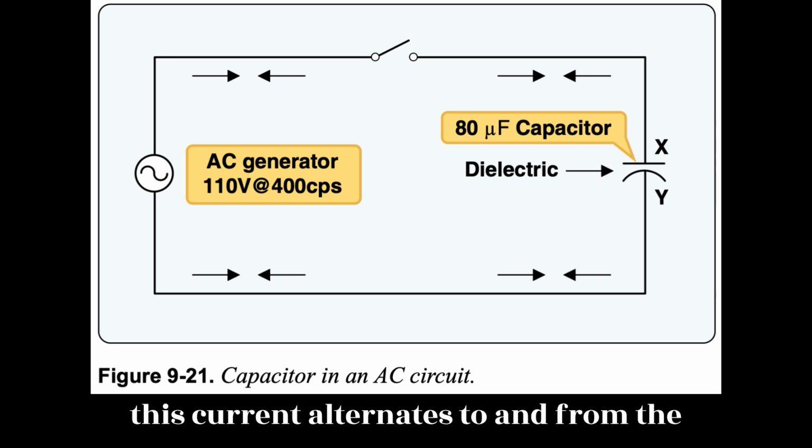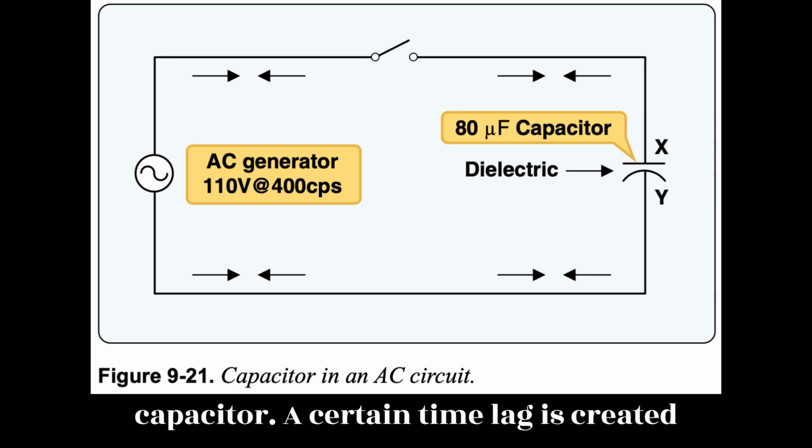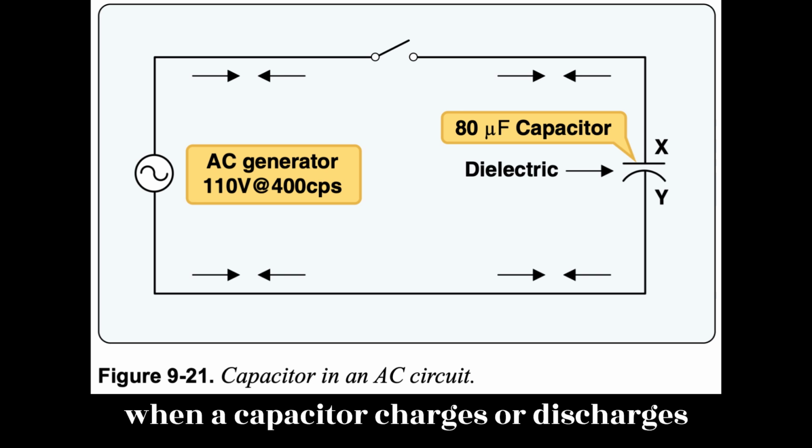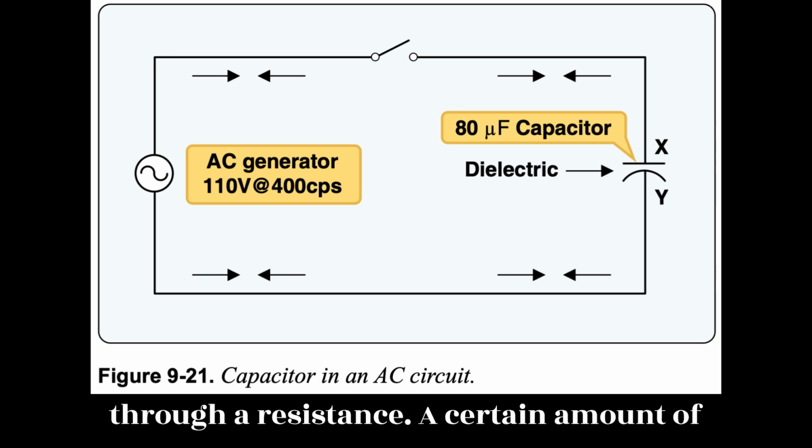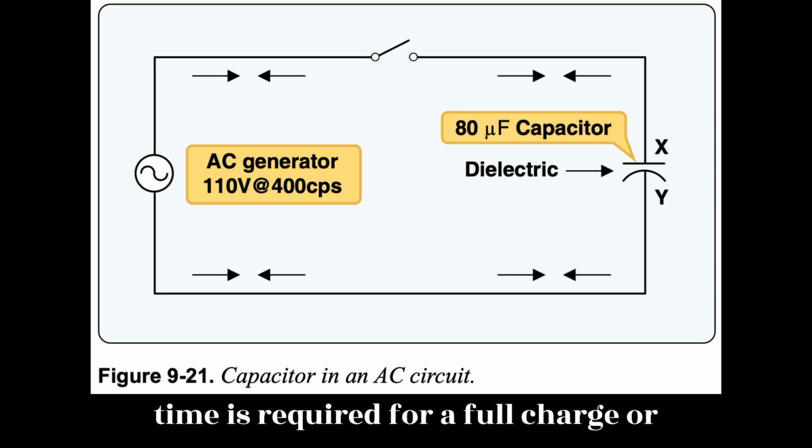As this current alternates to and from the capacitor, a certain time lag is created. When a capacitor charges or discharges through a resistance, a certain amount of time is required for a full charge or discharge.